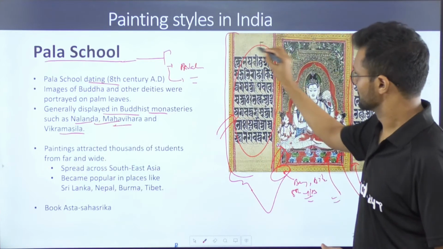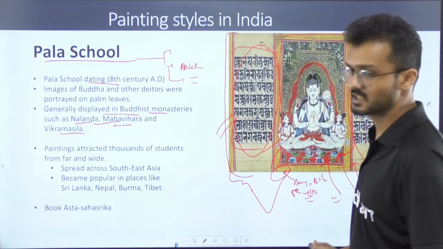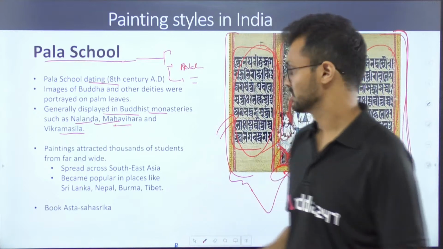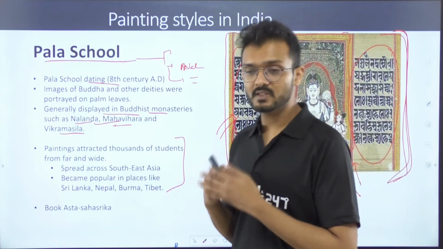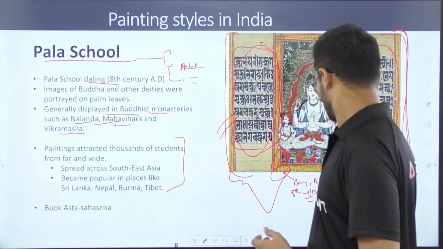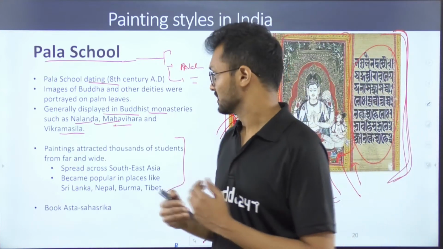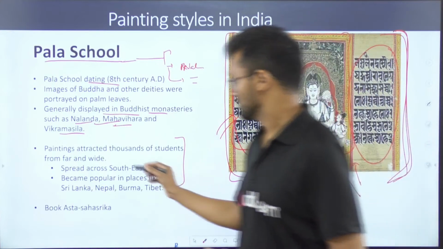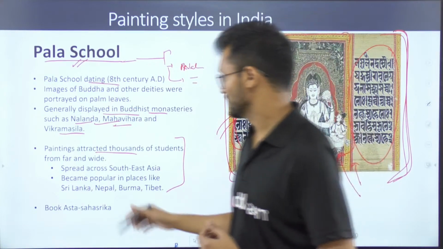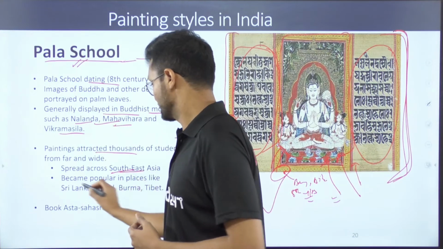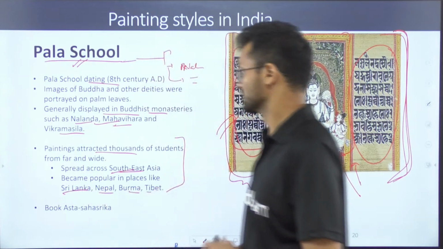Okay, so there is a sloka written here, and this is a miniature painting which is used to describe the life of the Buddha. And when these paintings became popular, then students from all over the world, particularly from East Asia and South Asia, came to India to study the different aspects of Buddhism. So during the Pala kingdom, a number of students came to India from Southeast Asia and South Asia, from countries like Sri Lanka, Nepal, Burma, and Tibet.